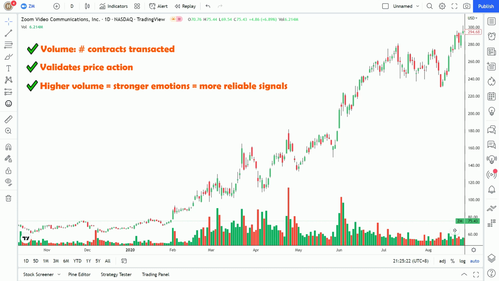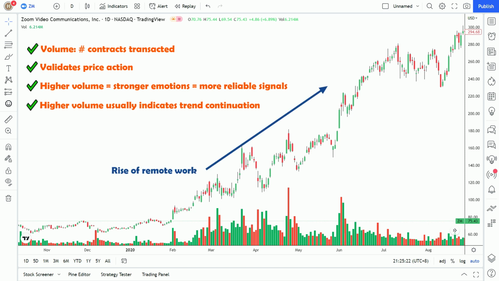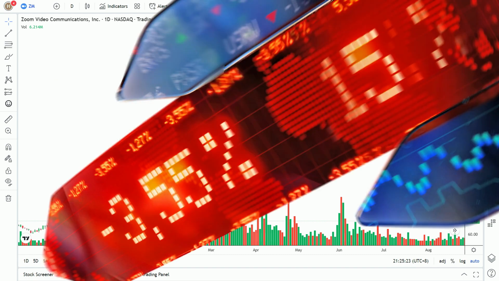In particular, volume can reveal whether trend continuation is likely to occur. For this case, Zoom's rally on high volume was the result of a fundamental impetus driving the move, causing a large number of participants to jump on board.